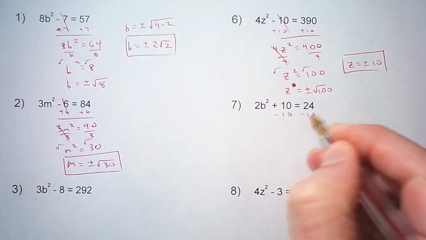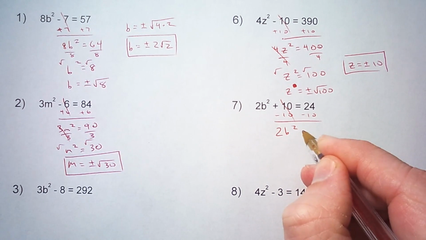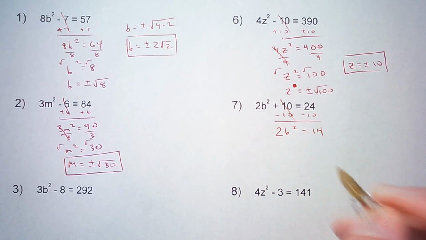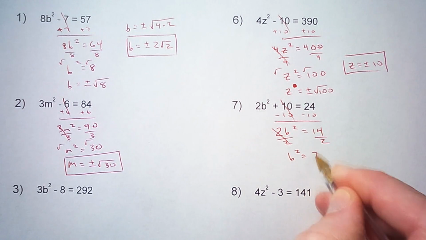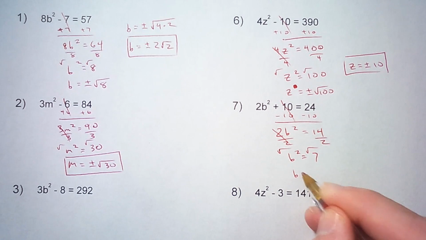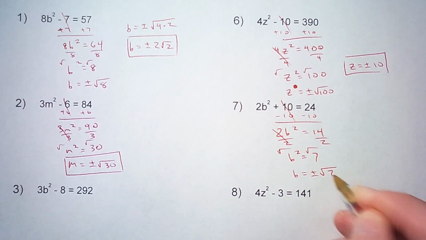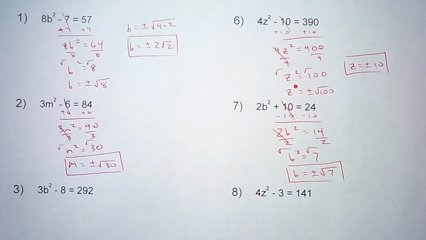Okay, so then here we will subtract 10. We get 2b squared equals 14. And divide by 2, and we get b squared equals 7. Take a square root to cancel squared, and we get b equals plus or minus the square root of 7. And the square root of 7 cannot be simplified, so b equals plus or minus the square root of 7 is our final solution.